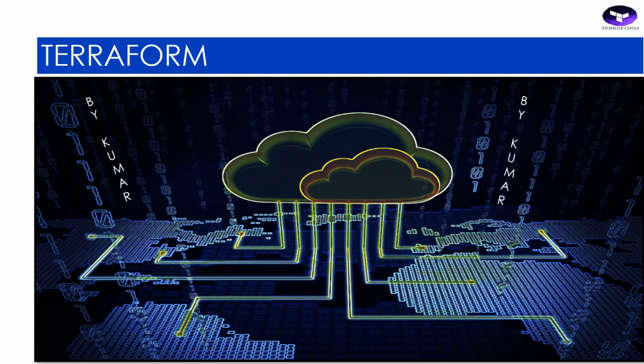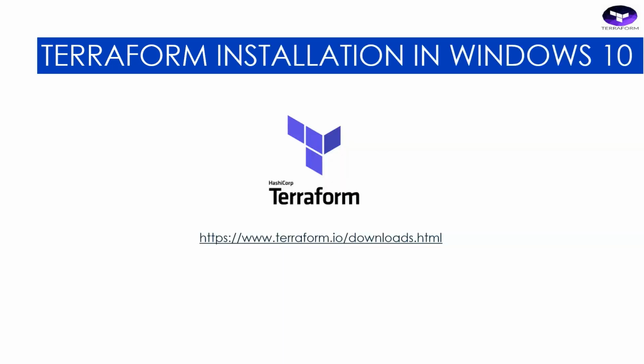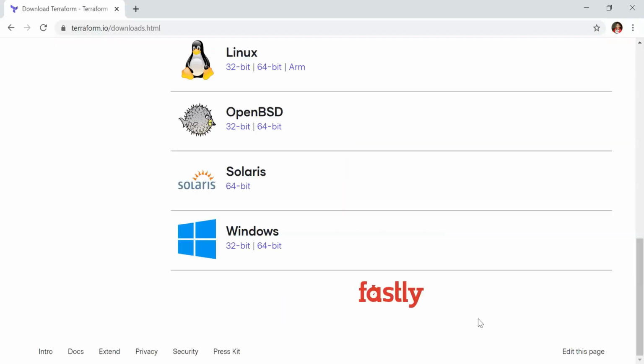Hello and welcome. In this lecture, we are going to talk about Terraform installation on Windows 10. So open any browser and type terraform.io/downloads.html. I'm using Windows 10, 64-bit, so I just need to click 64-bit, but you can choose the respective operating system and just download it.